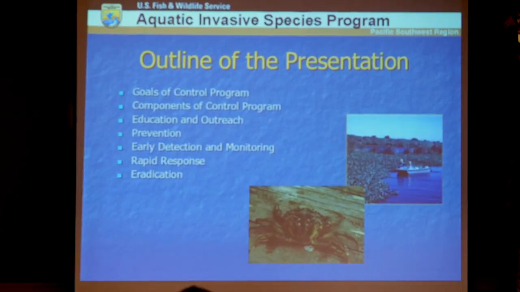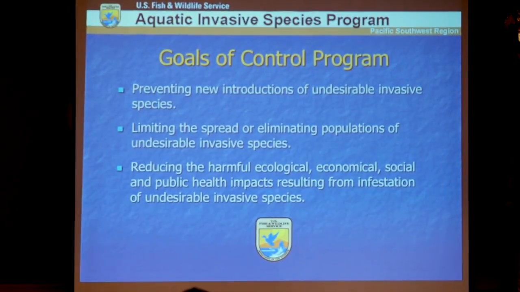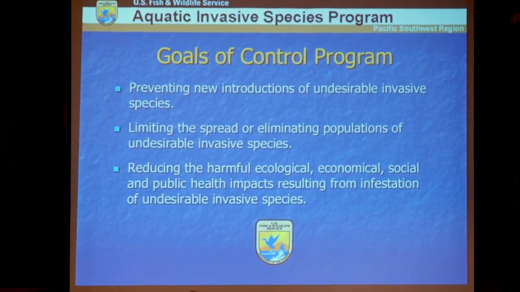Also essential components of an AIS program as well. Okay, so the goals of a control program: trying to prevent new introductions of undesirable invasive species. Limiting the spread or eliminating populations of undesirable invasive species if they're already there, and reducing the harmful ecological, economic, social, and public health impacts resulting from infestation of undesirable invasive species. So those are essentially the goals of a control program.